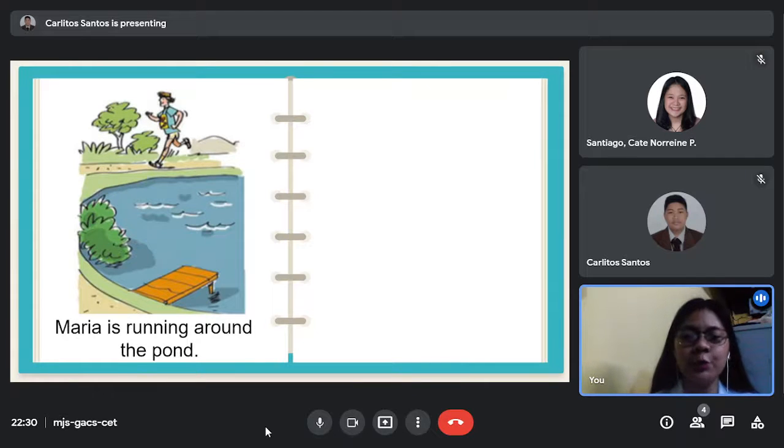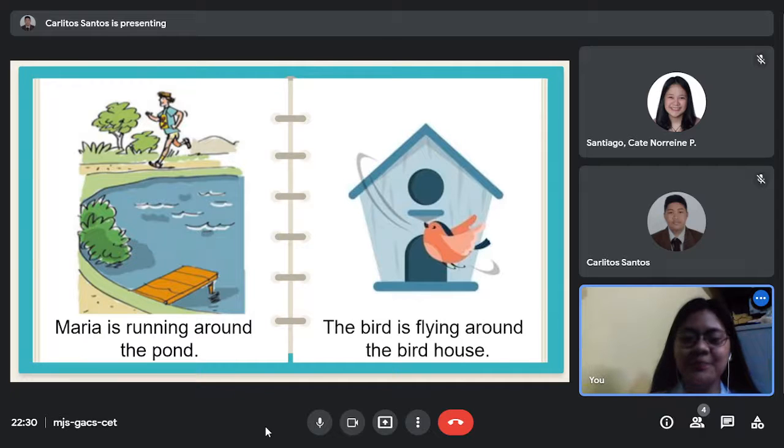In this picture, we can see that Maria is running around the pond. Again, we can see here, right? Maria is running around the pond. And then let's have also the second sentence. The bird is flying around the birdhouse. Can someone answer what is the commonality between these two sentences, or what you observed?